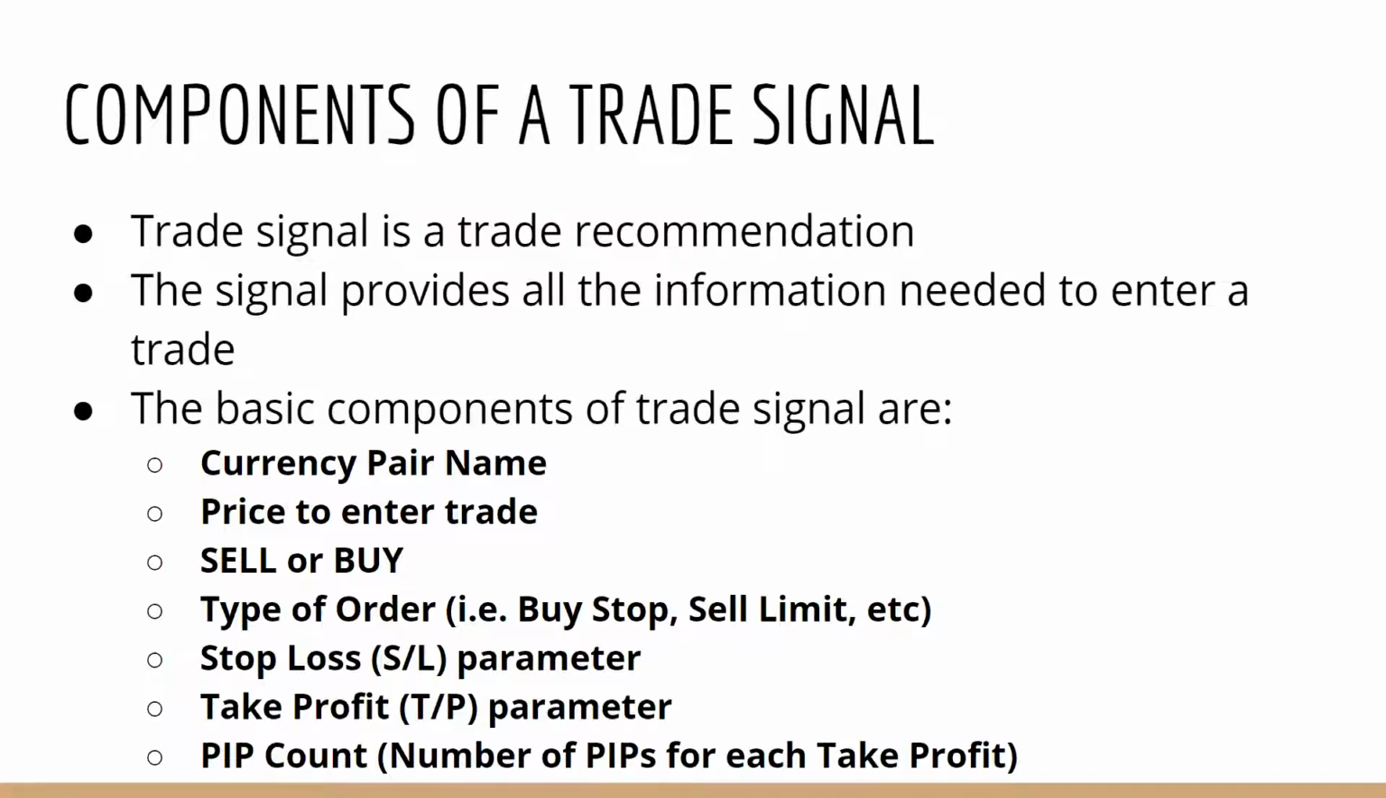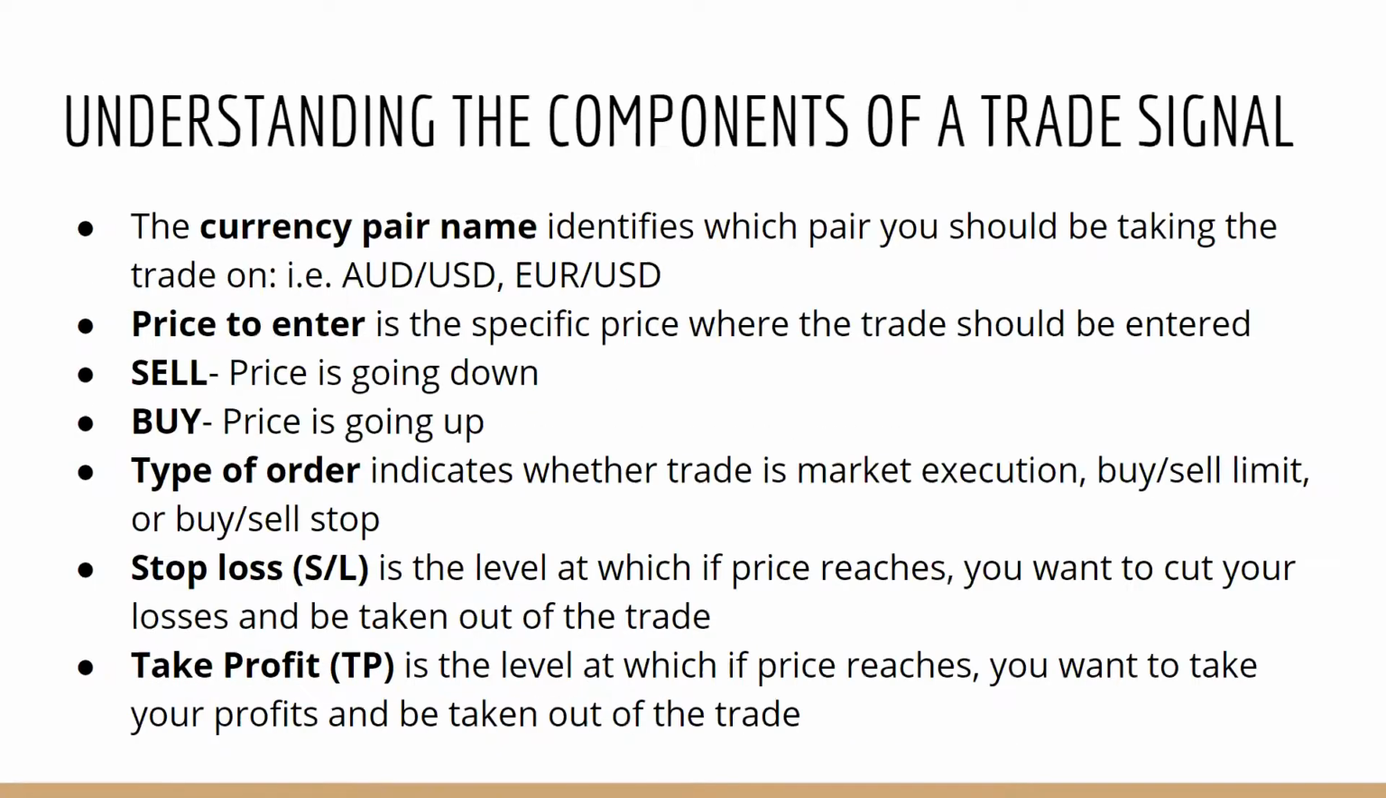Just a refresher on what a trade signal is and what it consists of. A trade signal is a trade recommendation. The signal provides all the information needed to enter a trade, and the basic components of a trade signal are the currency pair name, the price to enter the trade, whether it's a sell or a buy. And because this video is going specifically over the pending orders, you're going to see the type of order. You're going to also see the stop loss parameter, the take profit parameter, and the pip count. Understanding these components is very important because it will help you understand what the trade signal is telling you and how to enter it.